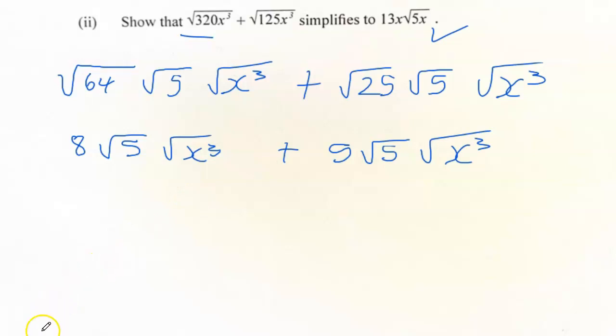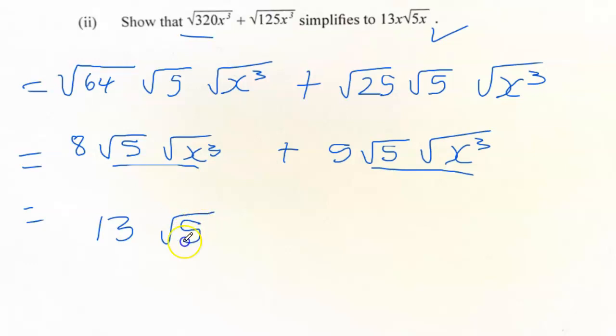What else can we say now? Well, maybe, so with 13 root 5 root x cubed, right? So root 5 root x cubed, that's one term. So we have 8 of this term, 5 of this term. So we end up with just 13 of this term. So we end up with 13 root 5 root x cubed. Now, x cubed, that's x cubed.